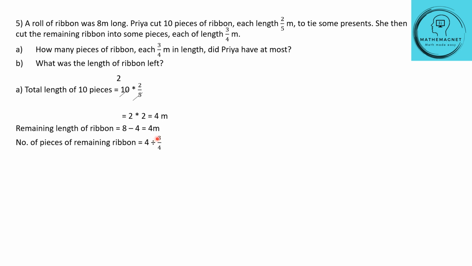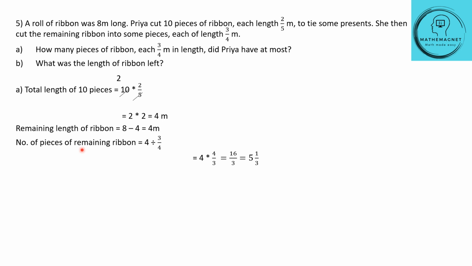Now this 4 meters she has cut into pieces each measuring 3 by 4 meters. So it becomes 4 divided by 3 by 4. That's equal to 4 into 4 by 3. That's equal to 16 by 3, which is equal to 5 1 by 3.